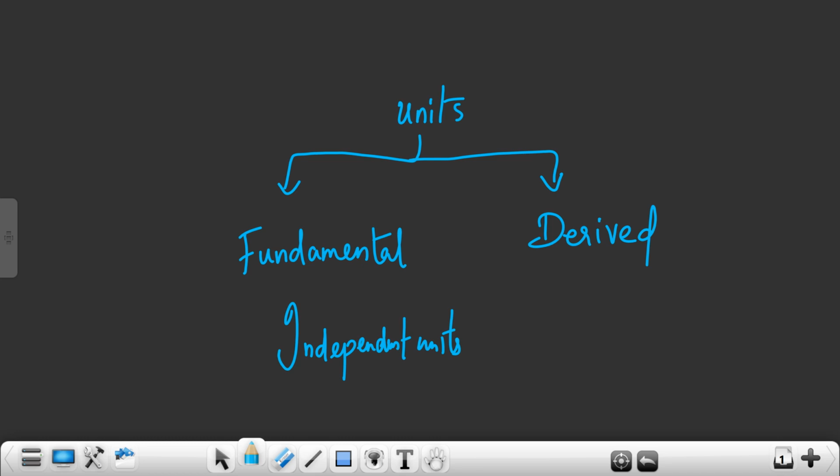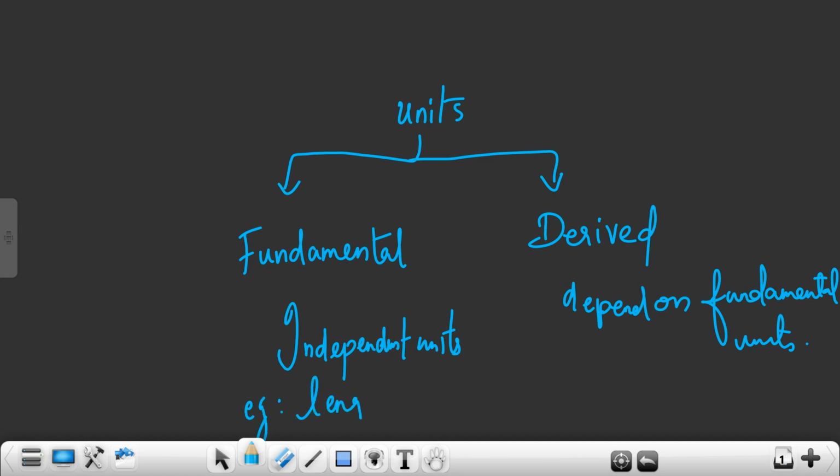Derived units are those which depend on the fundamental units, or which can be expressed in terms of fundamental units. For example, length is a fundamental quantity and the corresponding unit is meter. Meter is a unit of length, so it is a fundamental unit.